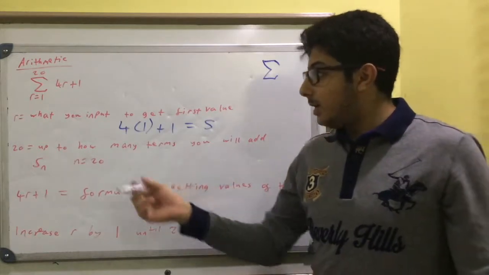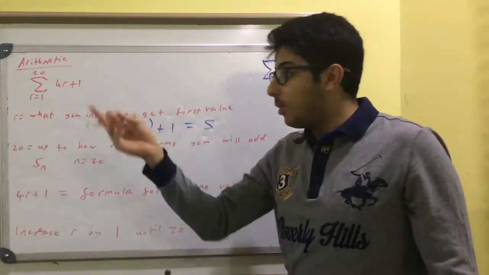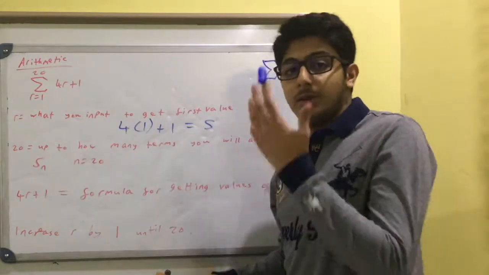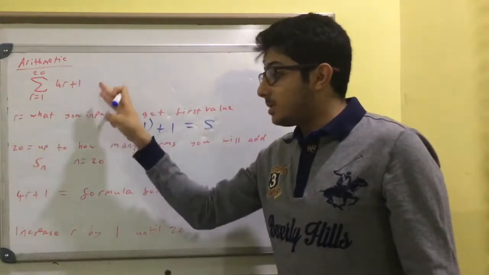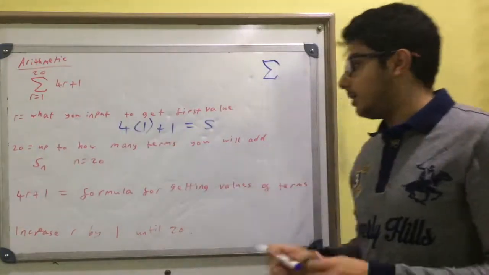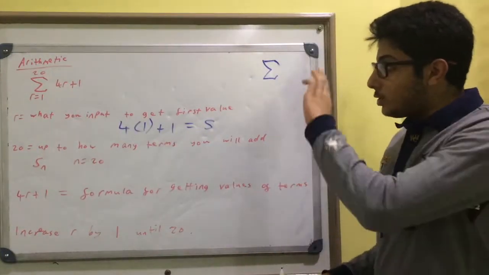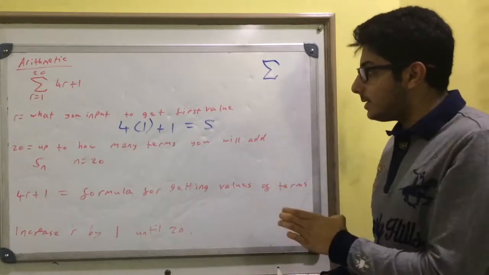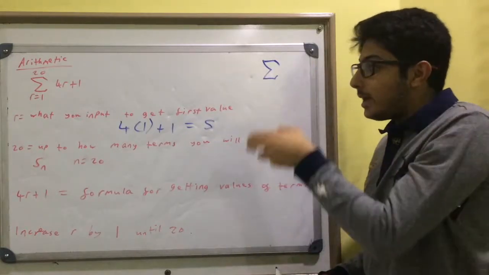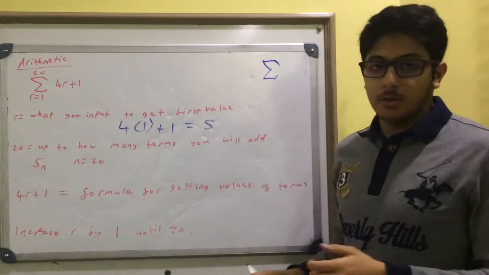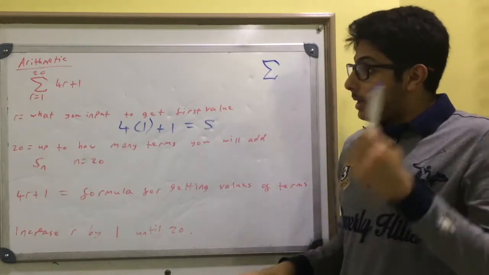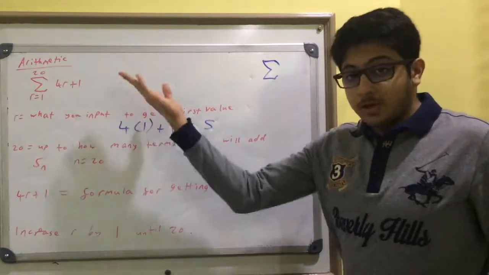So the second term would be r is 2, so increase by 1, 4 times 2 plus 1, 9. The third term will be, increase r by 1 again, you'll get to 3, so 4 times 3 plus 1, which is 13, alright? So the sigma sign basically means it's a way to find the sum of a sequence, alright? It's a notation, alright? So let's actually work this out.